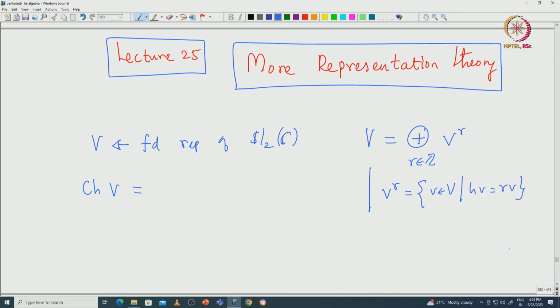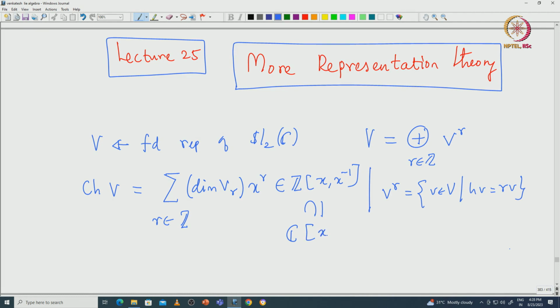So, the character of V keeps track of which gamma appear in these eigenvalues, as well as the dimension of these V gammas. In particular, the character of V is the sum of dimension V gamma times x to the power gamma, where gamma comes from Z. And it is a fact that this is an element of the Laurent polynomial ring. One can restrict to Z, not a problem, but you can also think of it as an element of the Laurent polynomials over complex numbers as well.